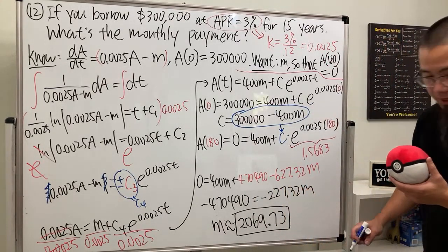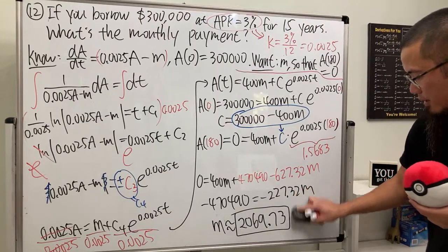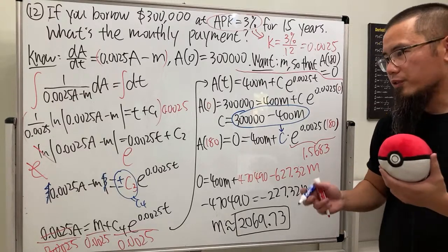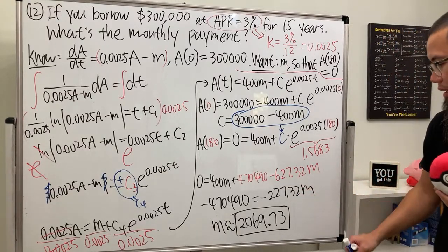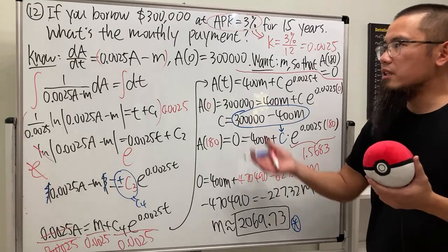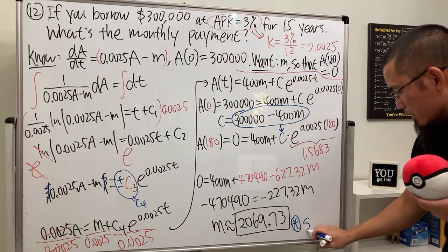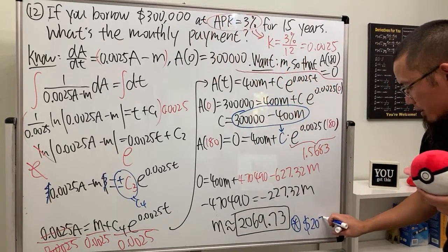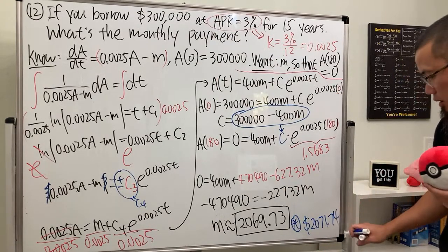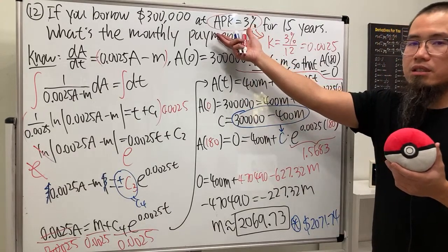Okay, so here's the thing. If you use the online calculator, I always forget the name of this calculator. But the actual answer for this situation, if you're just talking about this situation, is $2,071.74. So this is actually the monthly payment that you have to make if this is indeed the situation.